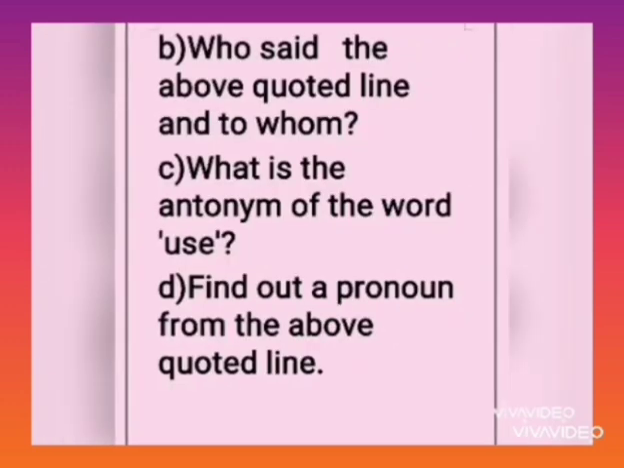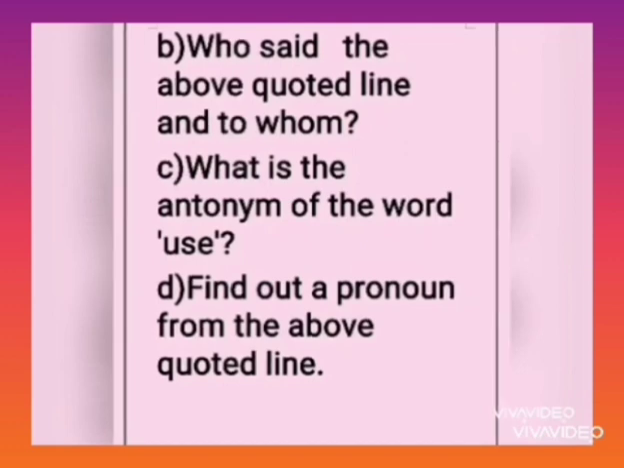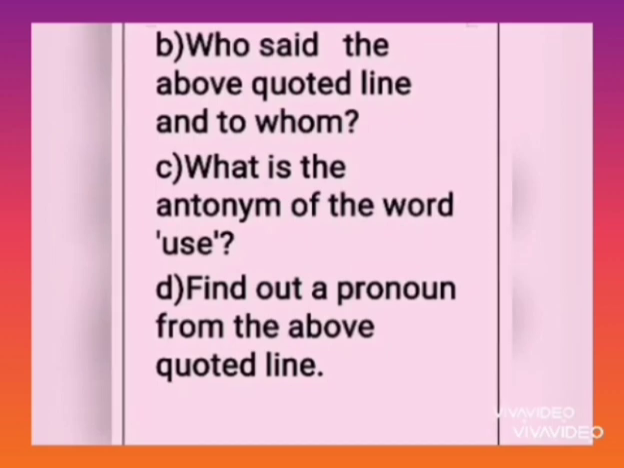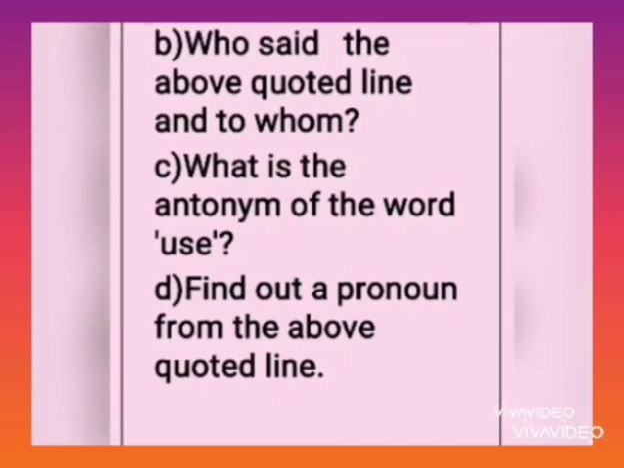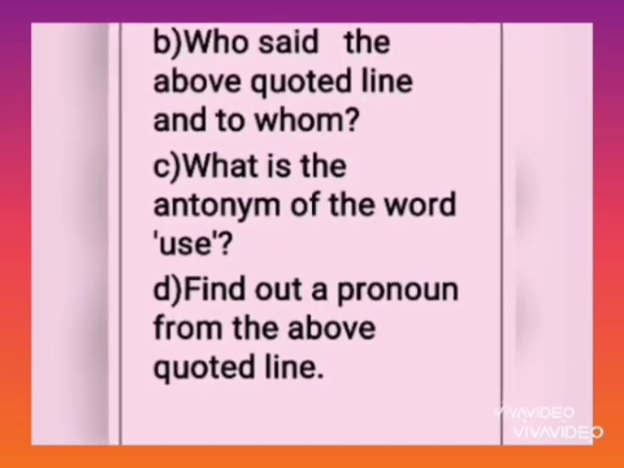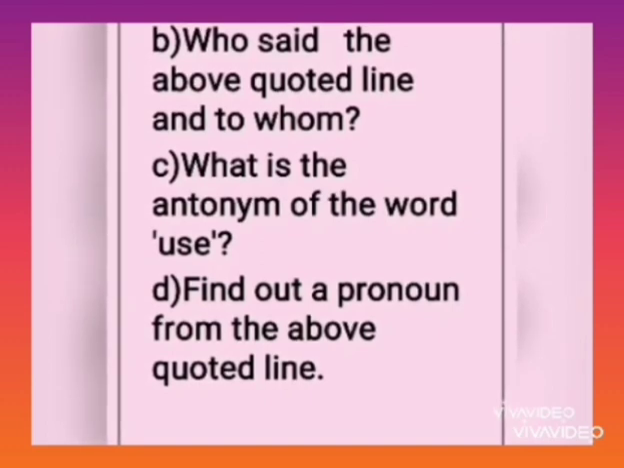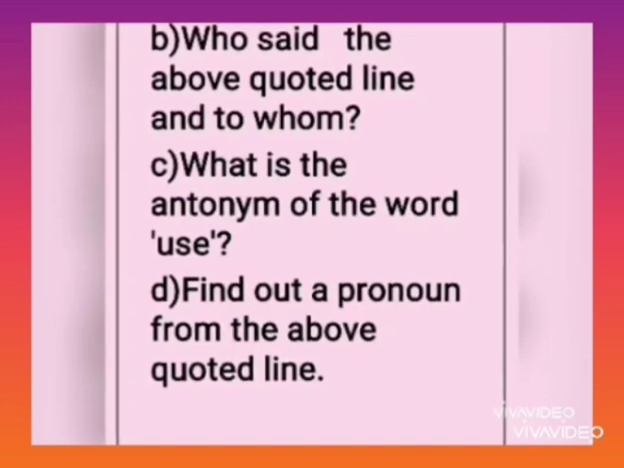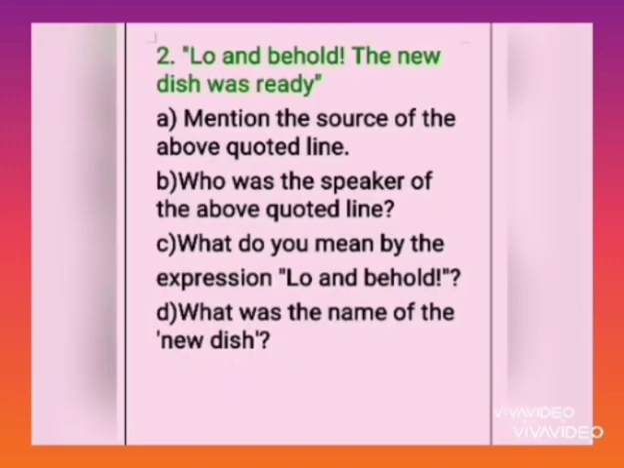Now B number. Who said the above quoted line and to whom? Yes, who said the above quoted line, find a way to use them, and to whom was this line said? C number question. What is the antonym of the word use? Yes, you have to write the antonym of the word use. And D number and the final one is find out a pronoun from the above quoted line. You can also mention whether it's reflexive or personal or any other type of pronoun.